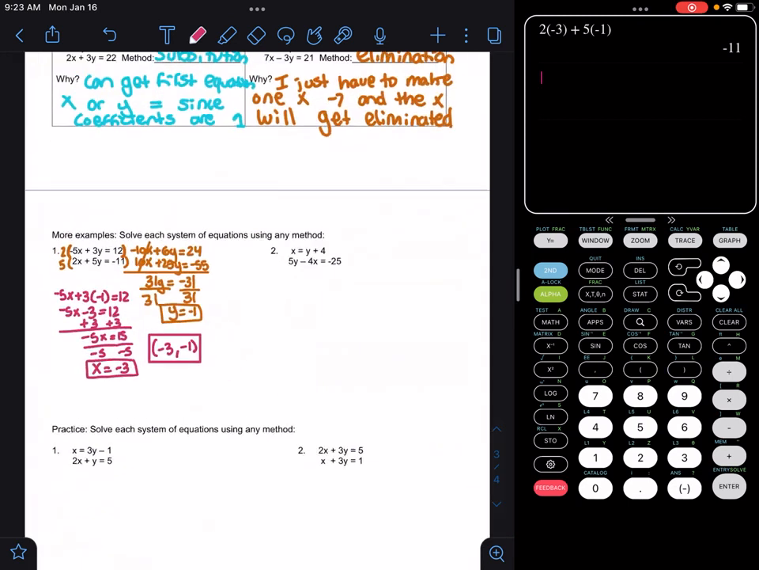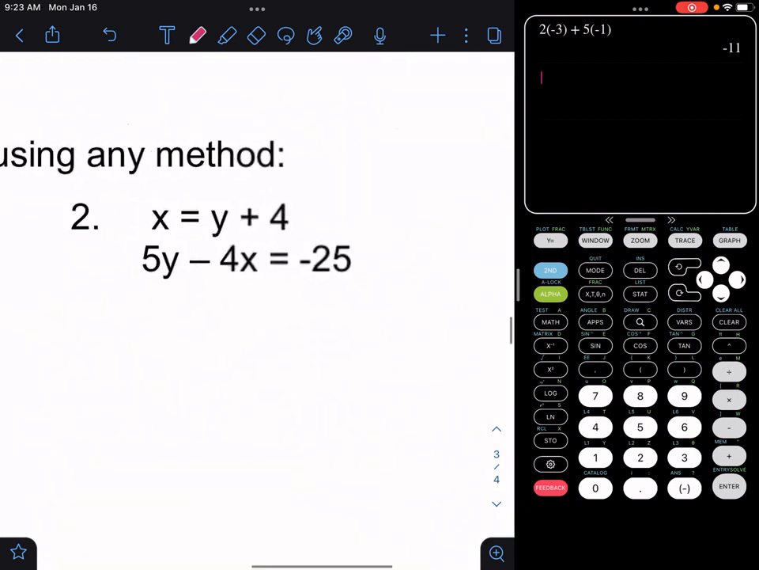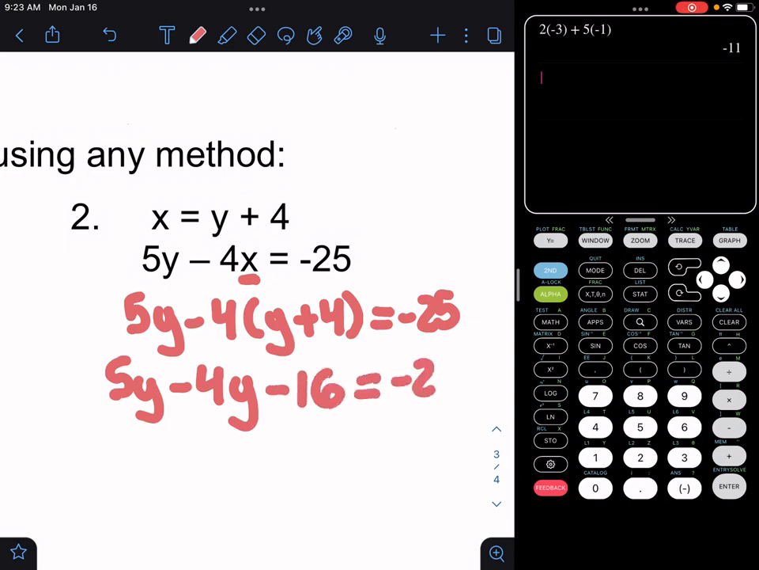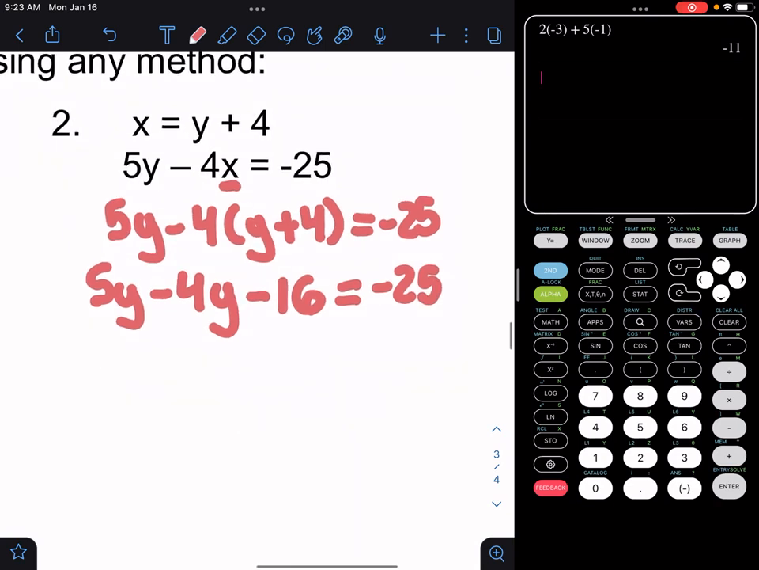Alright, let's go to the second example. Here I'm going to use the substitution method since it's already x equals, and I could easily substitute in. So 5y minus 4x, I'm going to make it y plus 4, equals negative 25. That would give me 5y, negative 4 times y is negative 4y, negative 4 times 4 is negative 16, equals negative 25. 5y minus 4y is 1y, minus 16 equals negative 25.